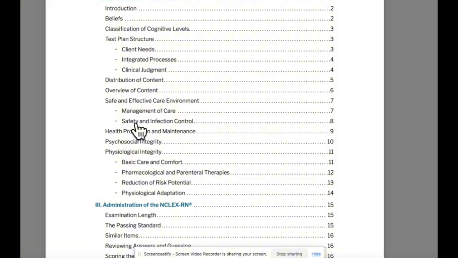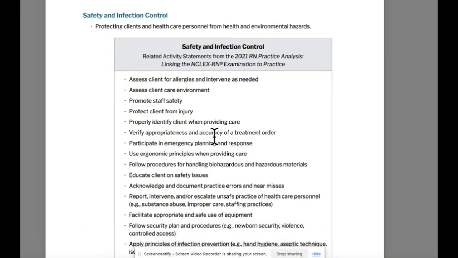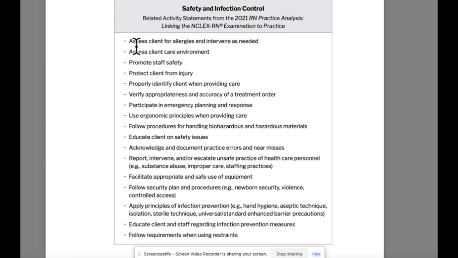And right here is safety and infection control. Let's click on that, and it'll take us to page 8 in the NCLEX-RN test plan. Probably a similar page for the NCLEX-PN, but definitely check it out. It breaks down safety and infection control and what it's all about: protecting clients and healthcare personnel from health and environmental hazards. Here are the bulleted items, or concepts, that describe what they're testing.